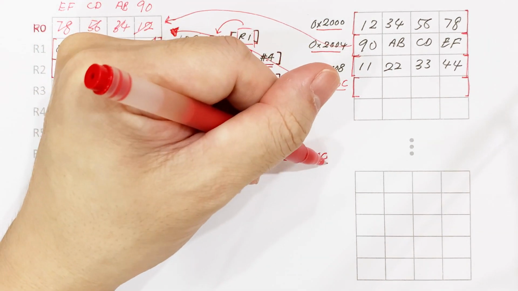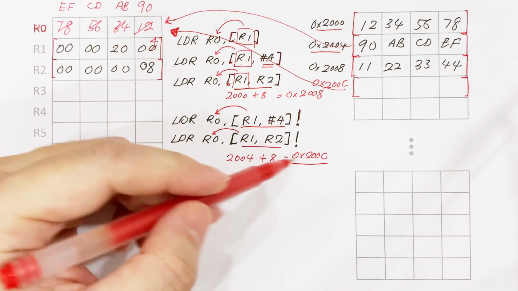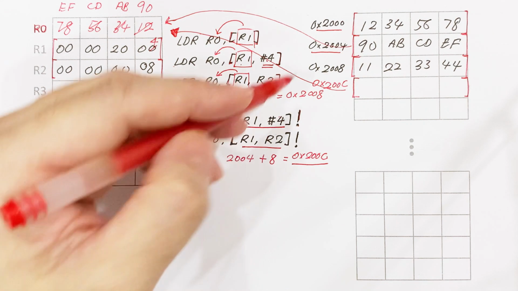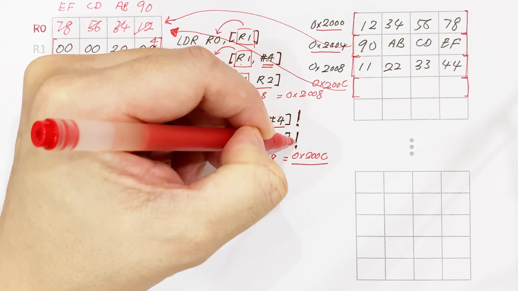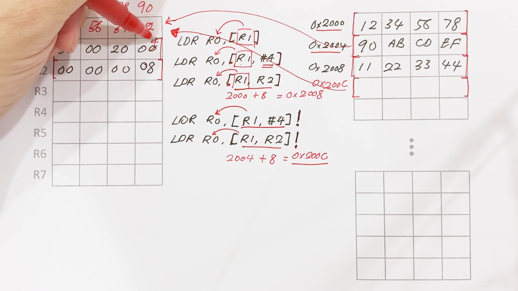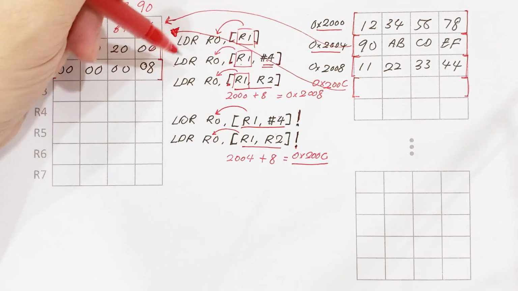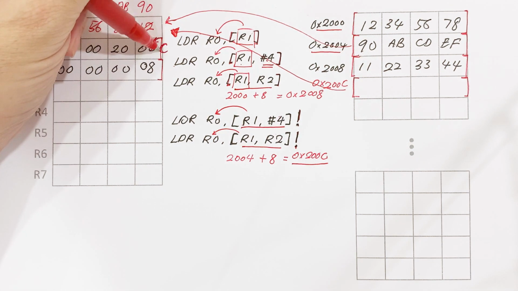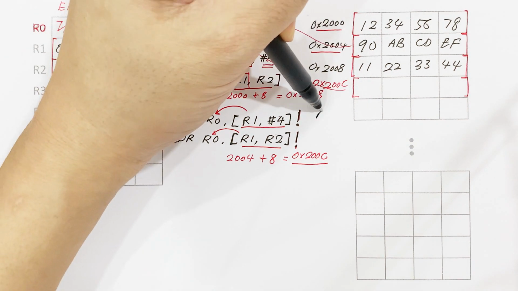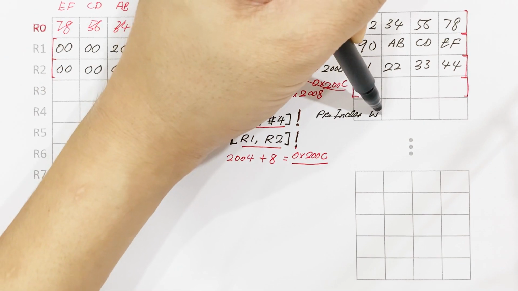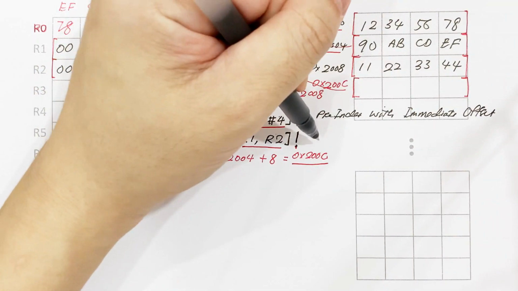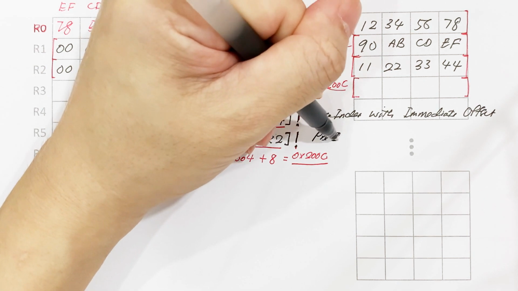So remember, this is the value or the address after we add up the register and the offset. And with the preindex operation, register 1 is going to become the new value that we found out, which is 2000C. So we call this preindex with immediate offset, and this is preindex with register offset.